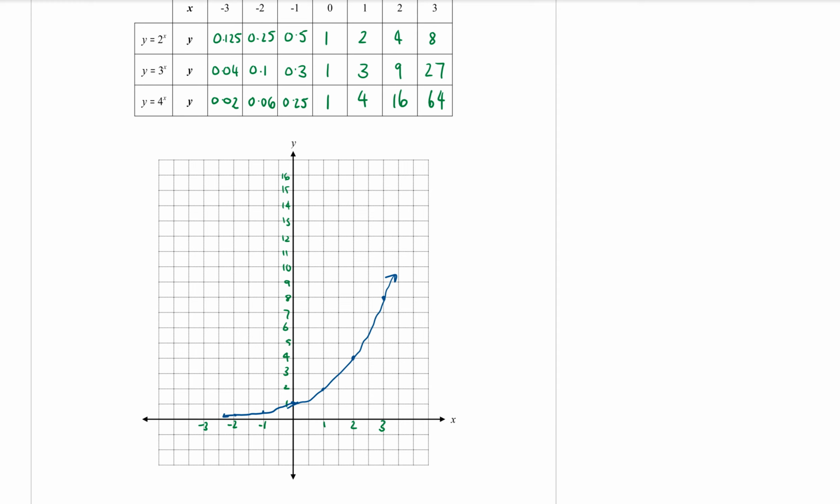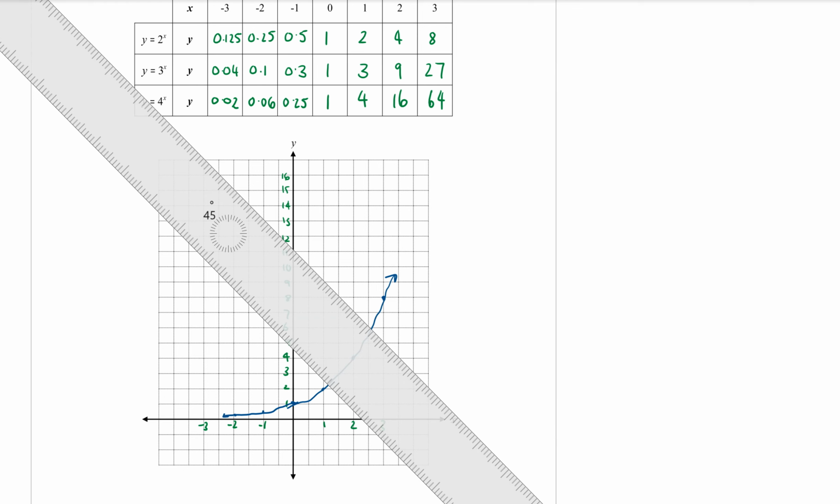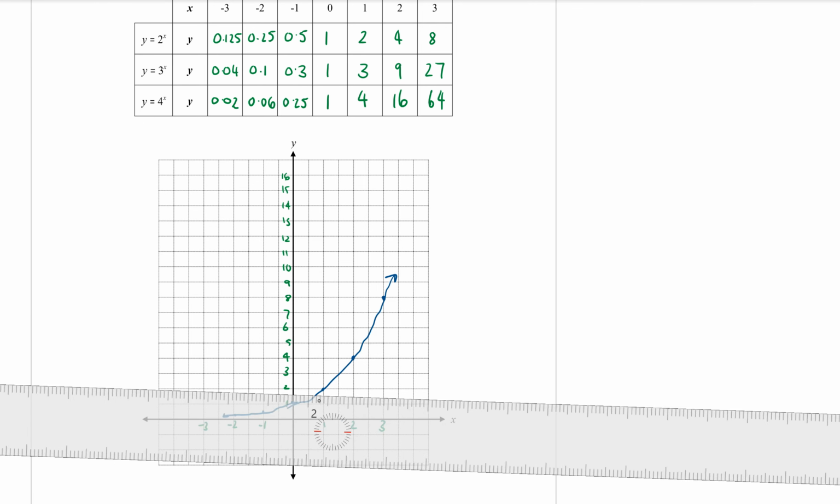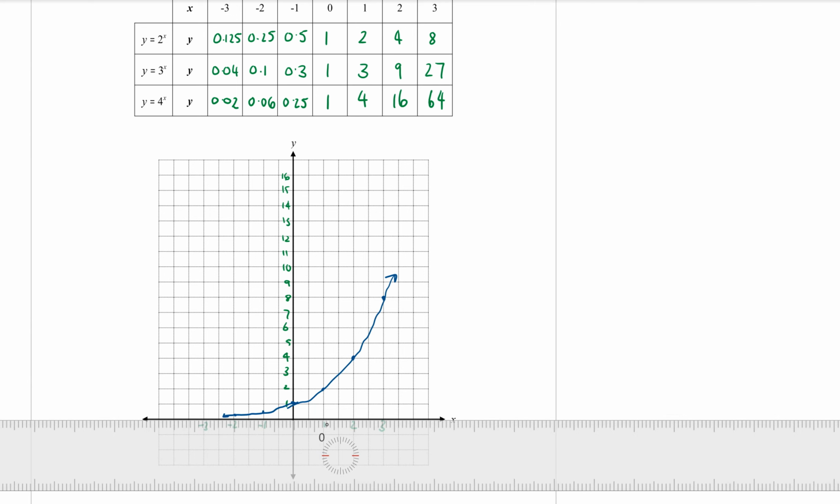While we're here, let's draw on our horizontal asymptote, which is that x-axis. So I'm going to make my red pen nice and big so you can see it.